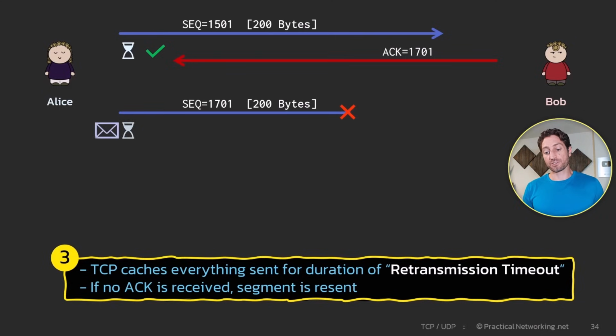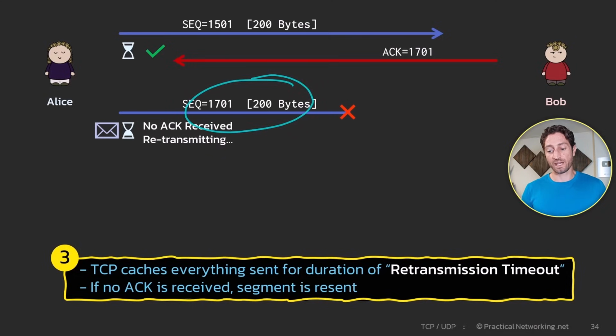That will then prompt Alice to send the next set of packets, and let's just say something happens on the wire with this packet and it doesn't actually make it to Bob. Well, once again, Alice kept a copy of that packet in cache and started that retransmission timeout. And since Bob never received this packet, Bob can never actually send an acknowledgement, which means inevitably this timer is going to expire. And once it does, Alice will realize that she hasn't received an acknowledgement for this set of bytes, so she'll go ahead and retransmit that packet.